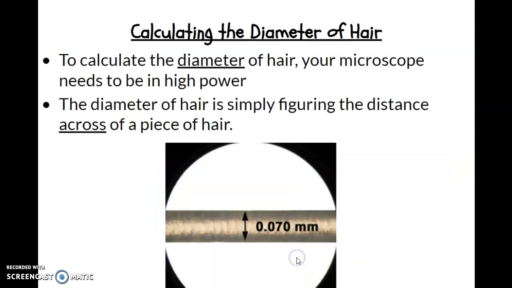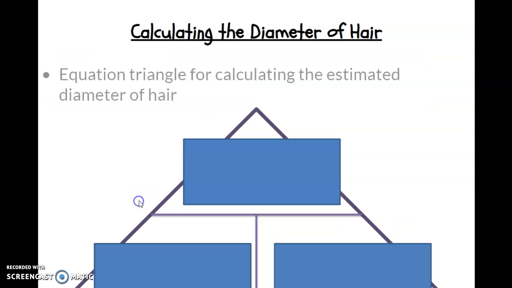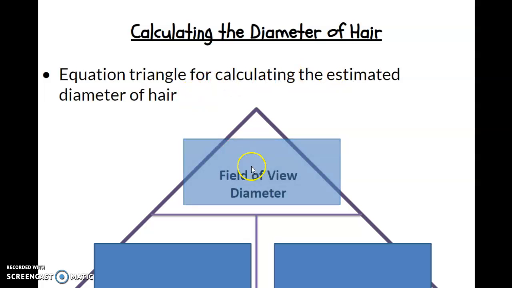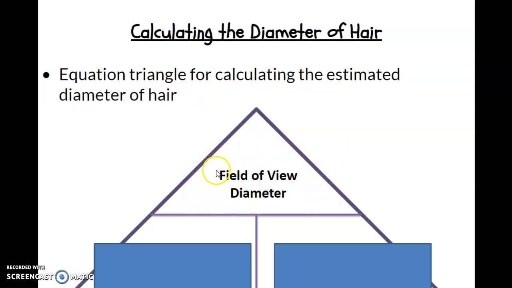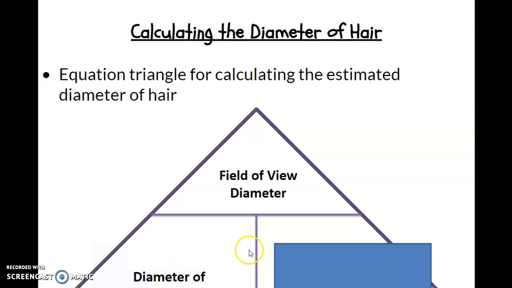So very, very dark. So to calculate the diameter of your hair, your microscope needs to be in high power. The diameter of your hair is simply figuring the distance across a piece of hair. So from one side to the other, not down the length of it. And you have to figure in the strength of your magnifier, your scope.